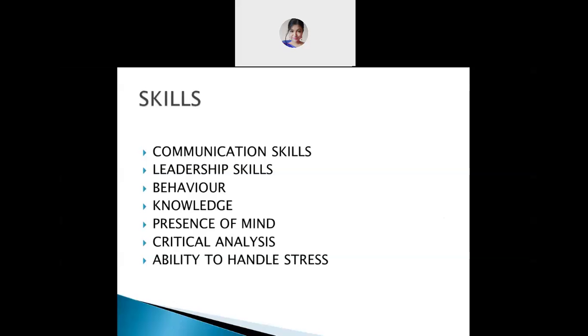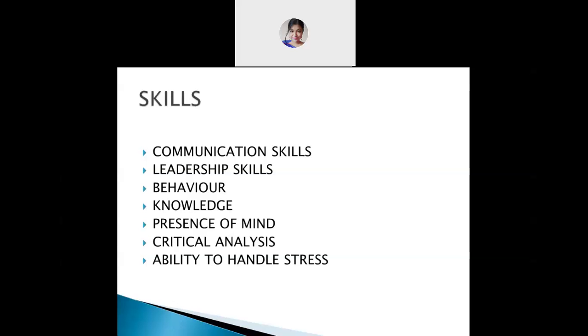Next is leadership skills. Leadership skill does not mean that you have to be the leader of that group. Whether you are able to take a decision, whether you are able to speak properly, whether you are able to actively take part in the discussion or not. There's no leader in a group discussion. Leadership skills such as interpersonal skills, decision-making skills, and analyzing capacity will also be evaluated.